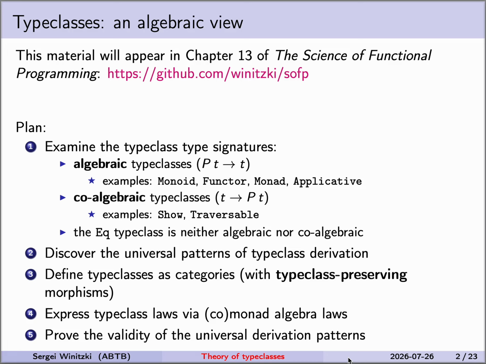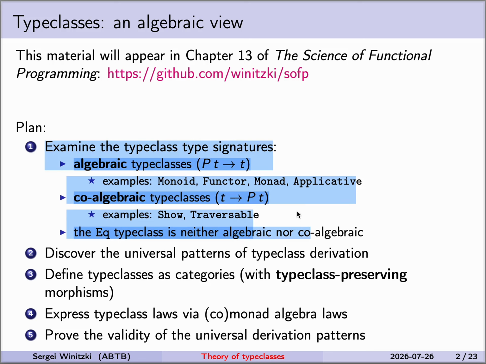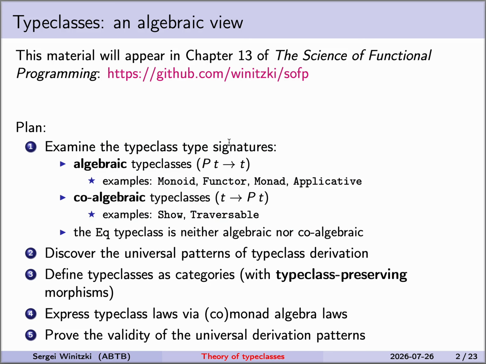The plan is that I will first look from a more practical point of view at the signatures of type classes. And I find that if you combine all type class methods into a single type signature, then type classes can be algebraic with type signatures of this sort, co-algebraic with type signatures of this sort, or neither algebraic nor co-algebraic. I will explain what that means and how that works. But this is the first step.